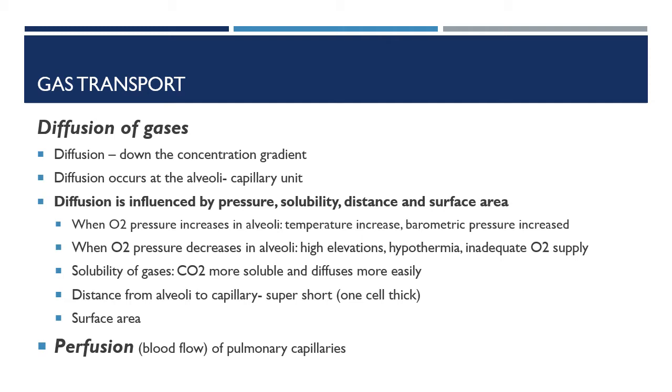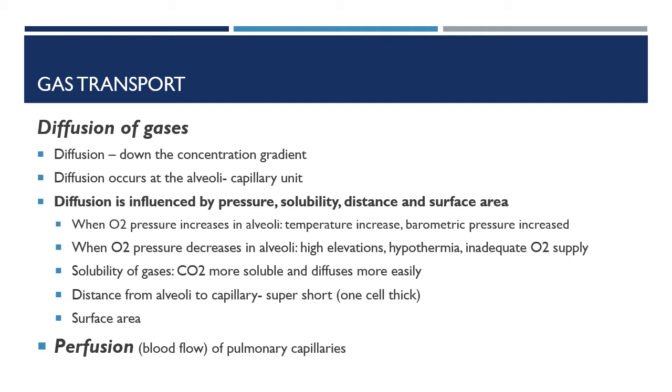What about surface area of the lungs? So the lungs have a massive surface area because of these hundreds of millions of alveoli. What if, such as with emphysema, the alveoli are gradually being destroyed?